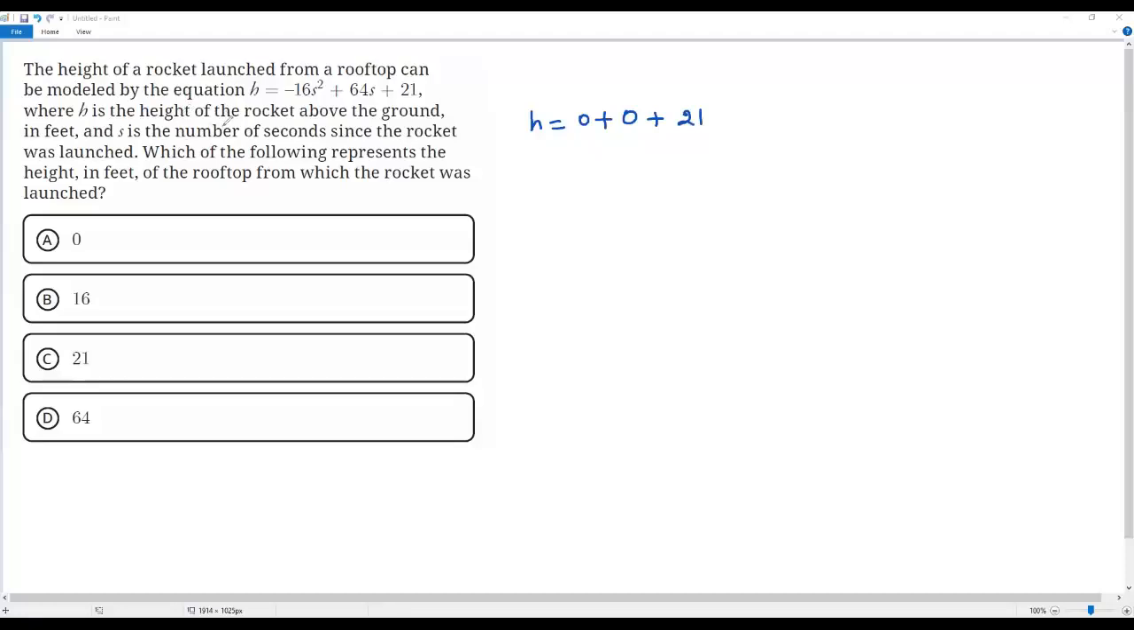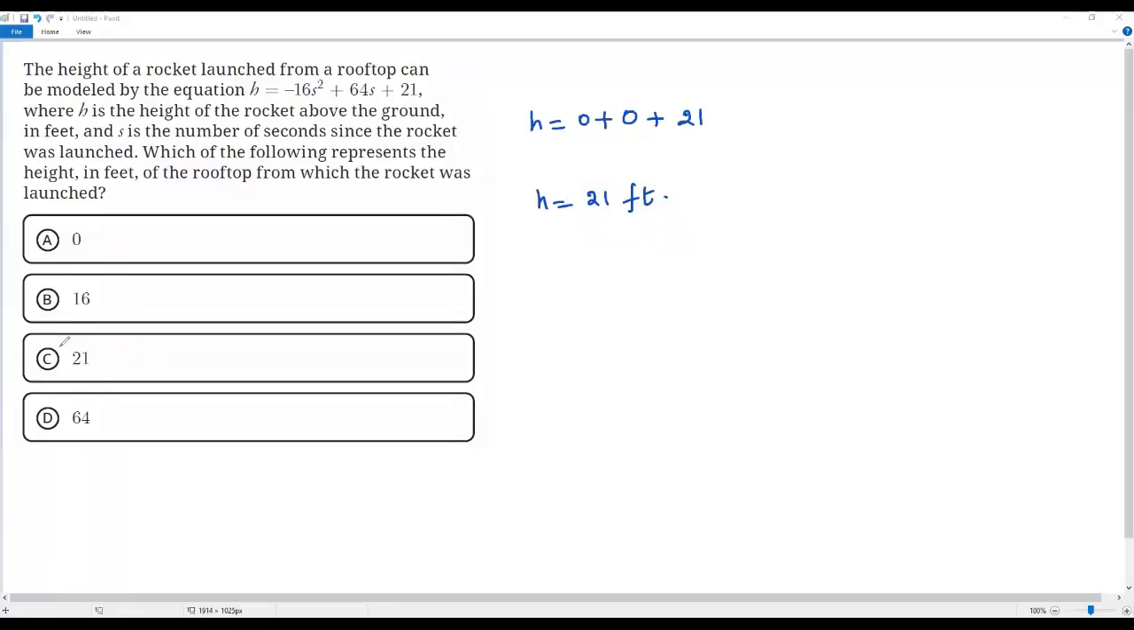h is the height of the rocket above the ground in feet. So we get h equals 21 feet. That is, when the time is equal to 0, we get h equals 21 feet. So this is the initial height, or the height at which the rocket is launched. This height is nothing but the height of the rooftop from which the rocket is launched.